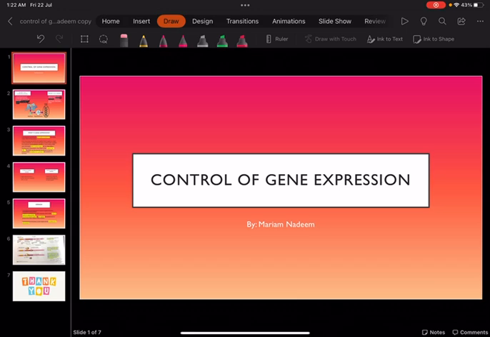So let's get into it. In order to understand gene expression, or the control of it, first we need to know what is a gene. Then we need to know what is gene expression. And then finally we can come to our topic, that is control of gene expression.